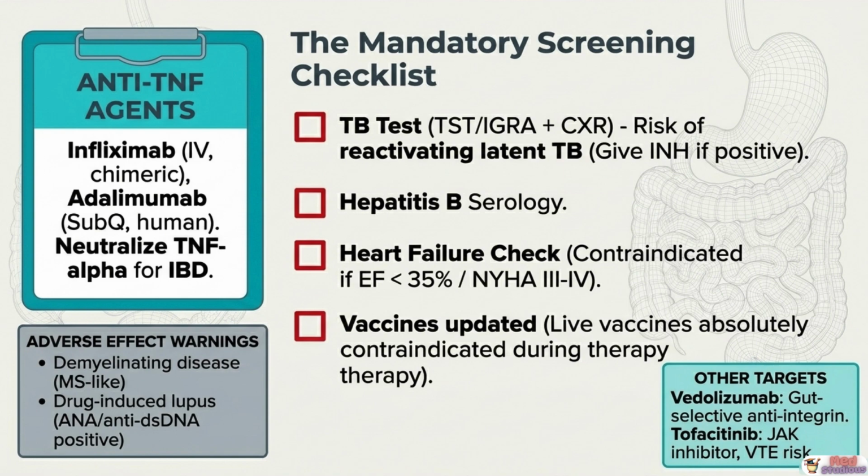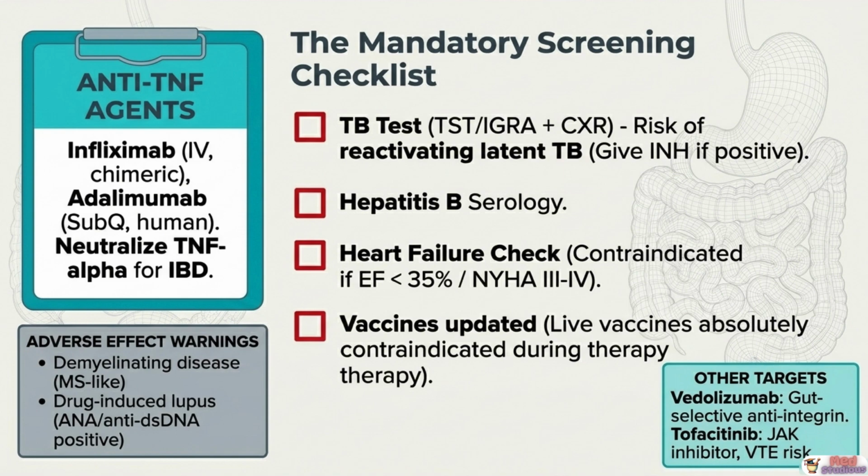Before starting either drug, 4 boxes must be checked. First, TB testing with a TST or interferon gamma release assay plus a chest X-ray, because anti-TNF therapy can reactivate latent tuberculosis. If positive, isoniazid prophylaxis is required before biologic initiation. Second, hepatitis B serology, since these agents can reactivate dormant HBV.